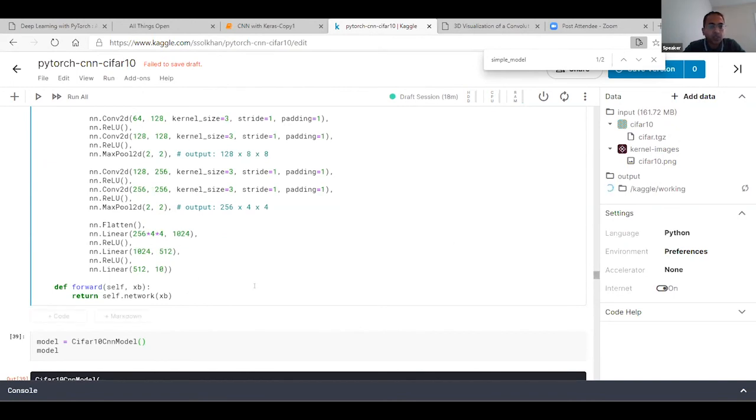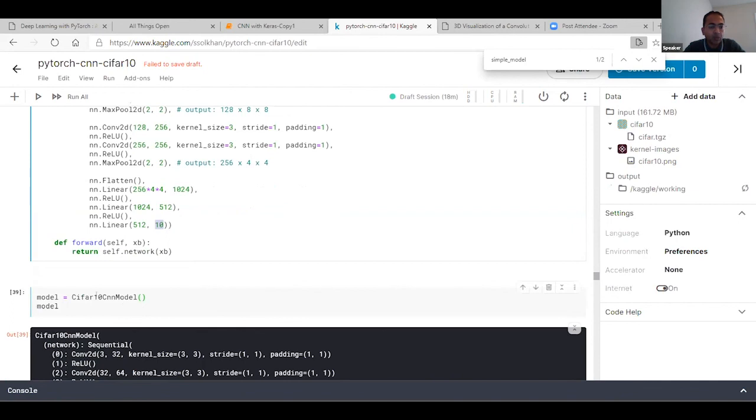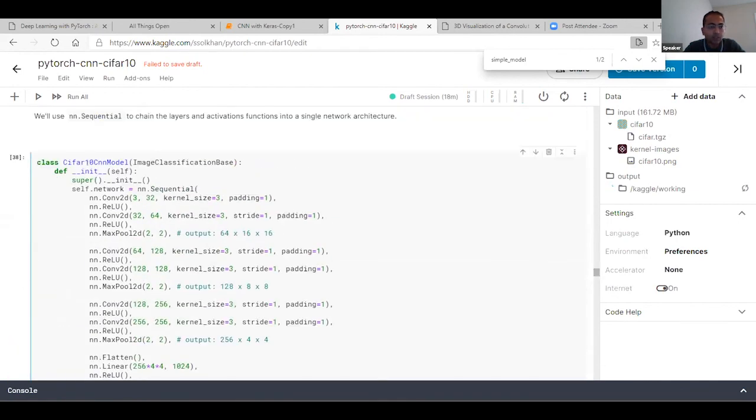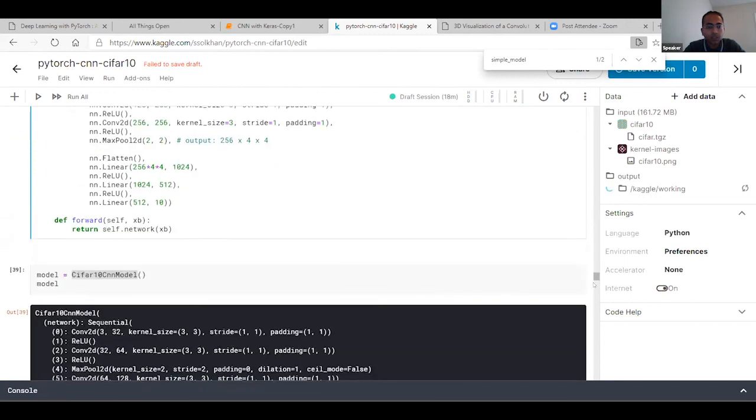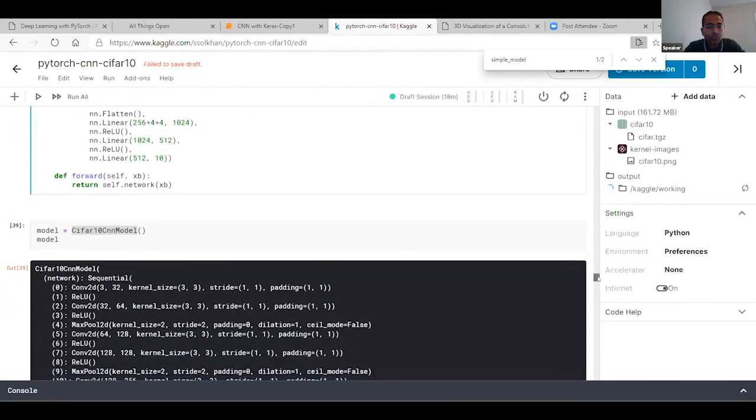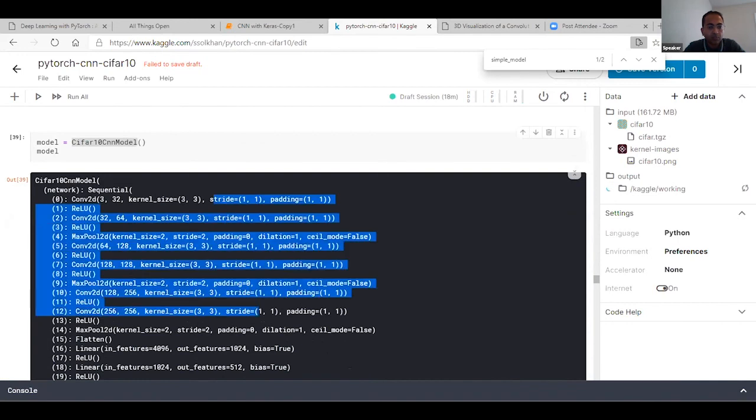And then you tie it all together here, the fully connected network. The 10 here stands for the 10 different classes that you have. You instantiate the model here. This is my class, which I have defined. I instantiate it, print it out, and it's the same thing that we just saw.